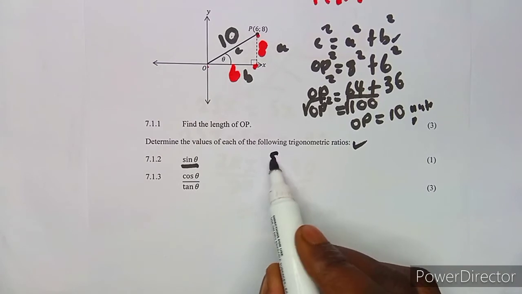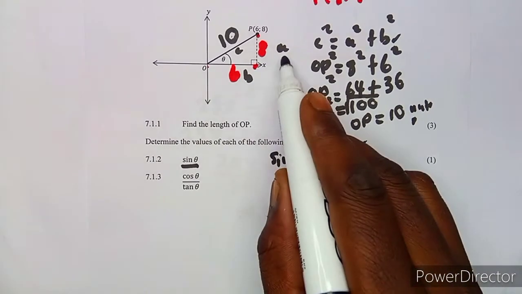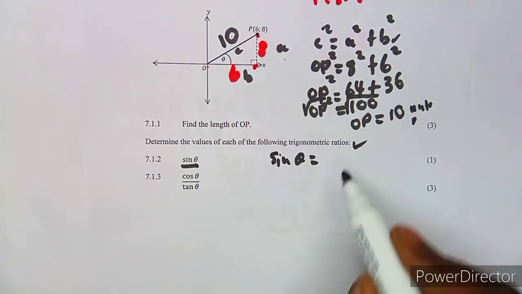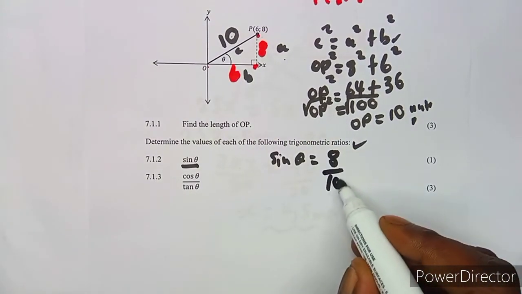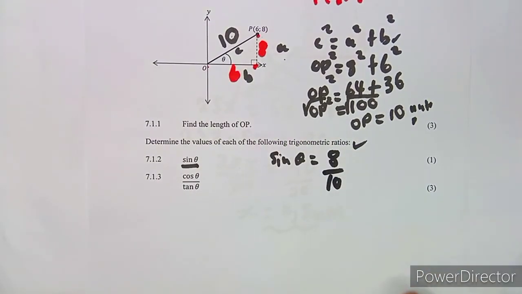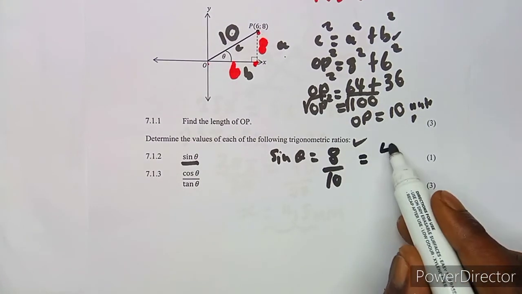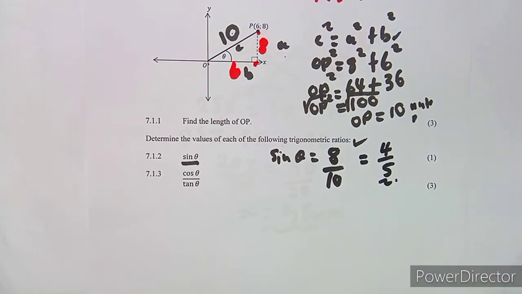All right, so that means in this case, our sine theta is equal to A over C, which is the opposite over the hypotenuse. Our A in this case is 8 over C, which is 10. So you can choose to leave it like that as 8 over 10, or you can reduce it from your calculator, which is going to give you 4 over 5. But that is the same, 8 over 10 or 4 over 5. That is sine theta, this part.